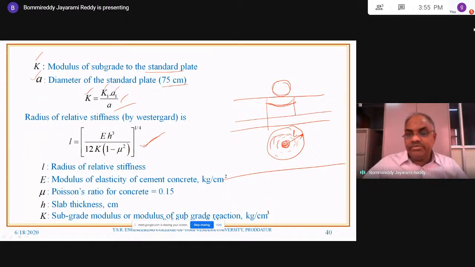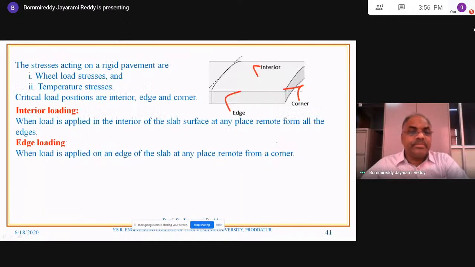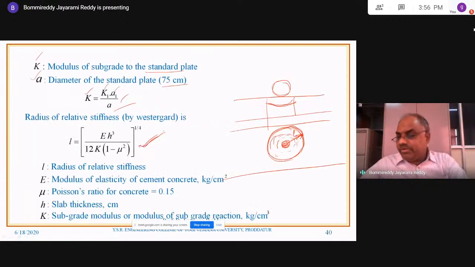The radius of relative stiffness means it is the radius over which the deformation takes place. So here at the load area the deformation is more, and as it is away from it, deformation will be less, and the deformation will be something at the outermost point, and beyond that there is no deformation. So that radius is called the radius of relative stiffness. And it's an important equation you have to remember.